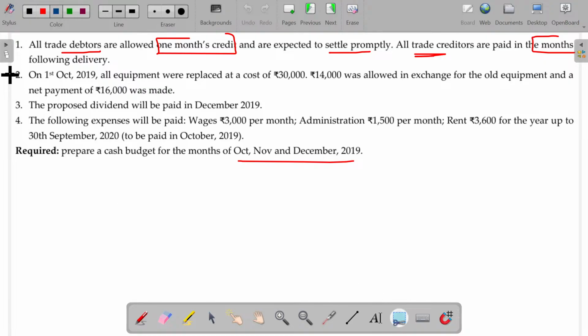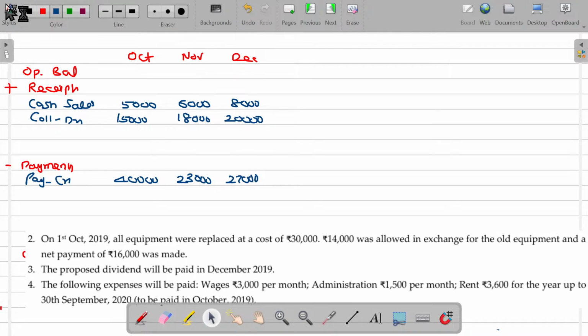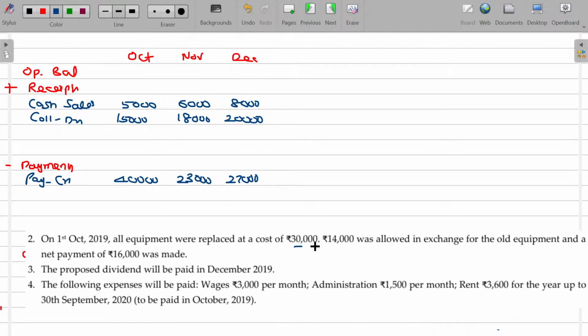And October, these are the 3 more adjustments. On 1st October, all equipment was replaced at a cost of ₹30,000. 14,000 was allowed in exchange for the old equipment, and net payment is ₹16,000. So, equipment replaced. You're supposed to pay 16,000 in October. Though the new asset purchased is worth 30, we offered old assets worth ₹14, so we have to pay only 16.